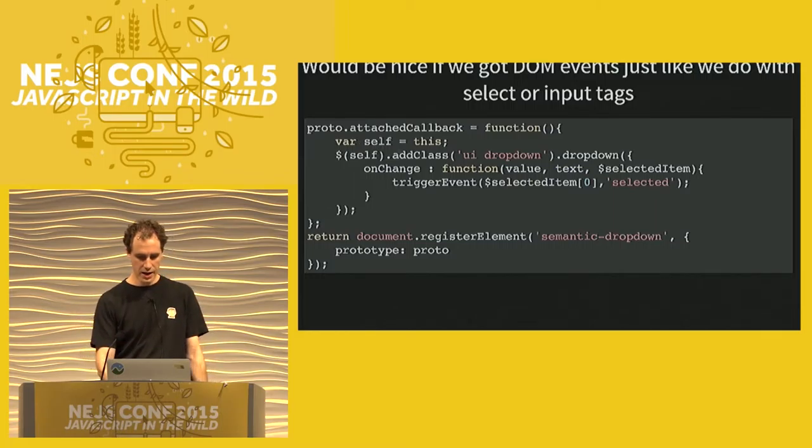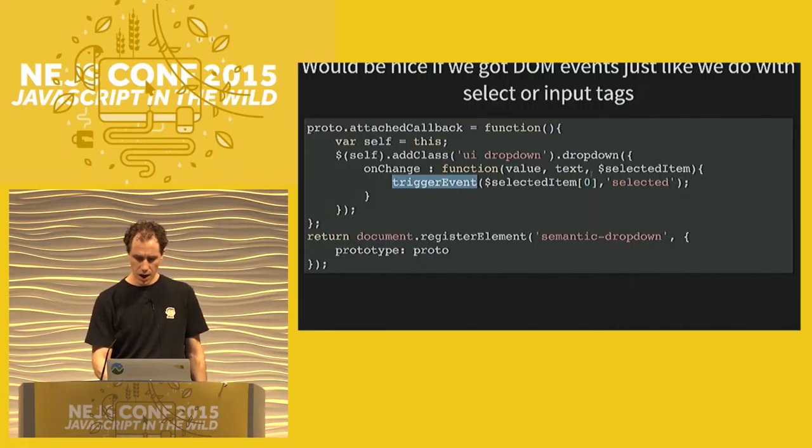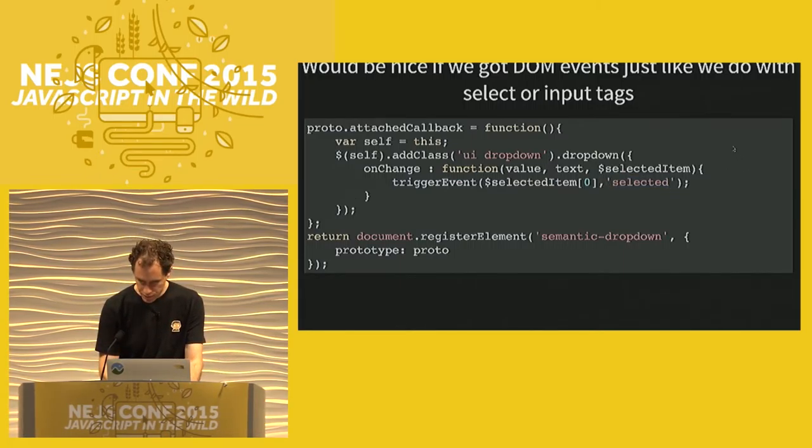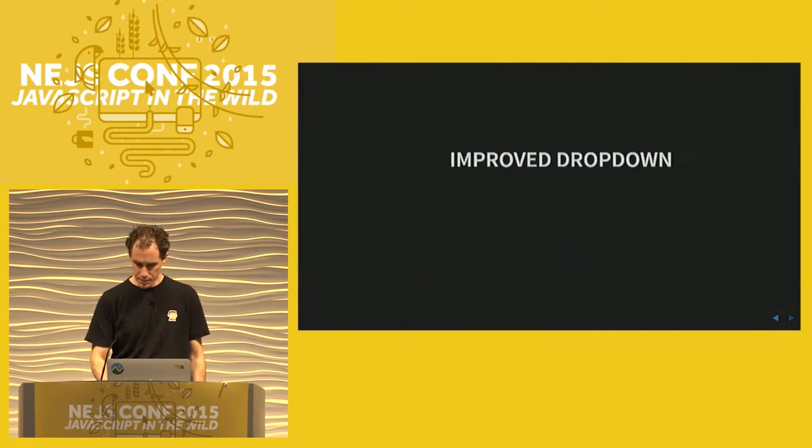Here's my attached callback. I'm going ahead in that class. It's slightly different. Calling dot dropdown initializes it, but then I also register my on change. And then I call this method. Whenever that thing happens, I call this function I define called trigger event with that item. So that's the DOM element that started the event. And then I just name what my event is. For time reasons, I'm not going to talk about how you trigger an event, but it's very easy.